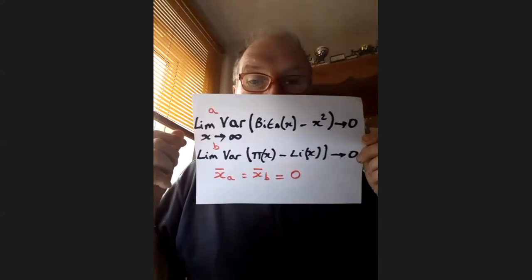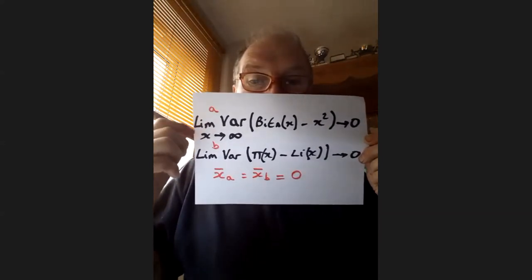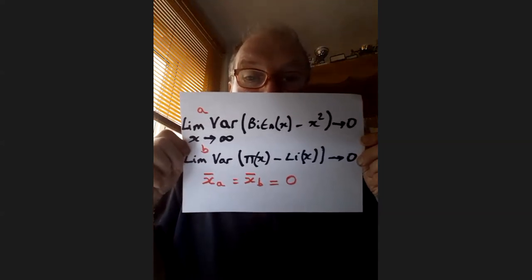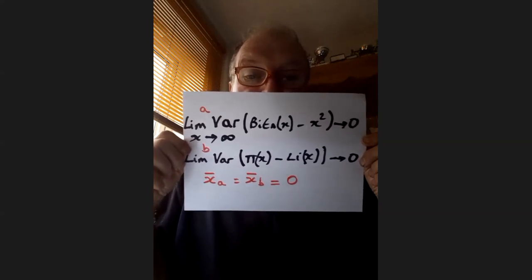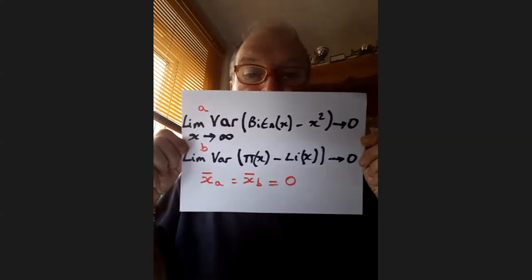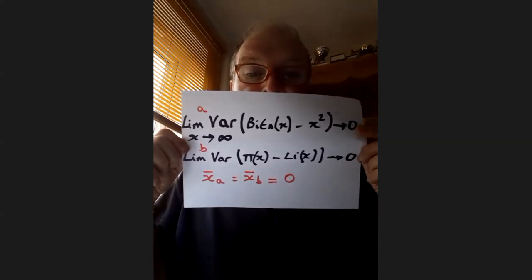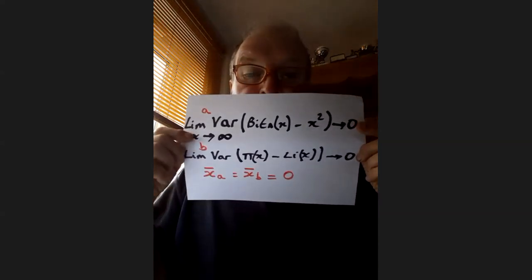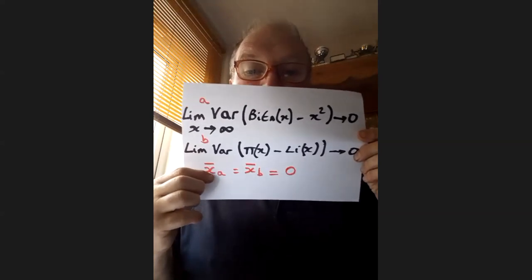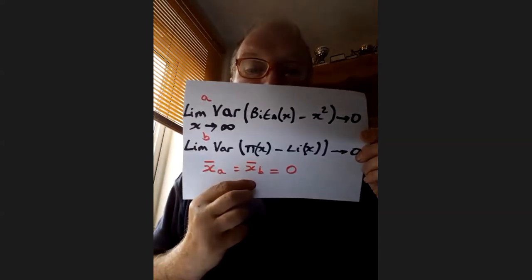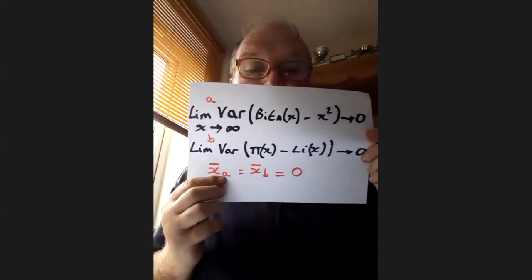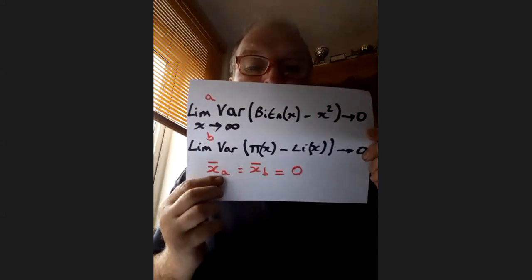A and B. A is the limit as x goes to infinity of the variance of the difference between the bi-entropy of a number and its quadratic; the variance of the difference goes to zero as x goes to infinity. And because X bar for A and X bar for B are both zero because they are central measures, I've shown you the data clustered around the zero.